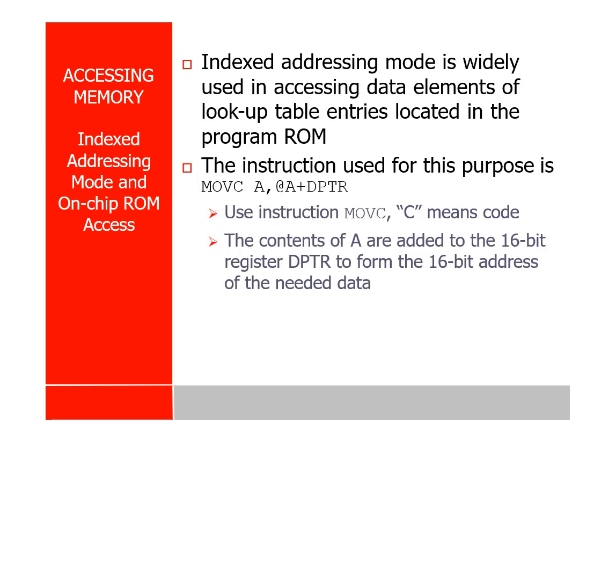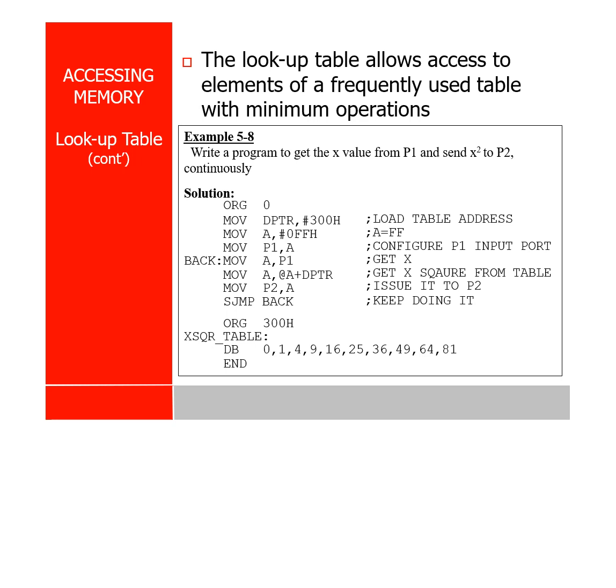Now the only way to move data from a ROM location to accumulator is using indexed addressing. So this C means code, means ROM. So MOVC A, @A+DPTR. This is the only way of moving data from the read-only memory to the accumulator. Okay. Now let us see a good example.